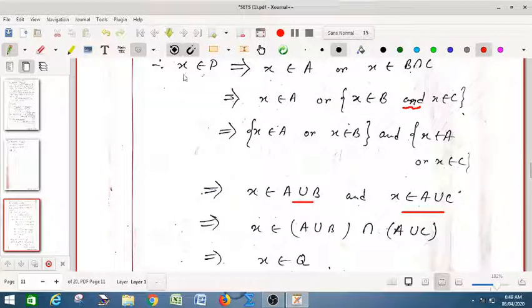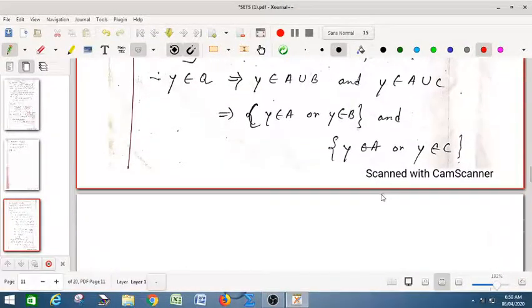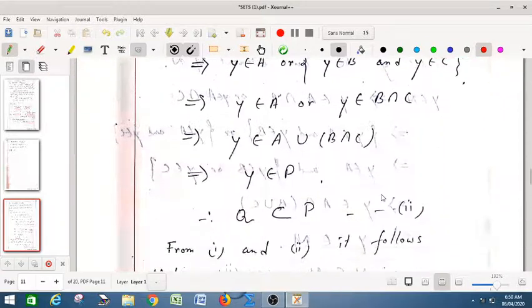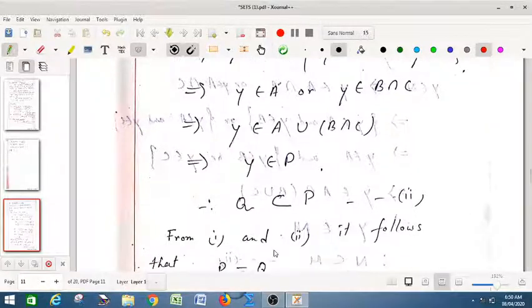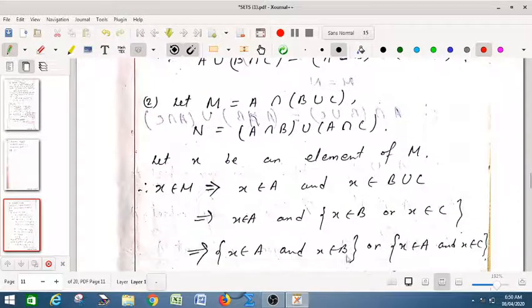So we have the assumption that X belongs to P, and we prove that X belongs to Q. So from the definition of subset, we can say P is a subset of Q. Again similarly we can prove, letting Y be an element of Q, that Y belongs to P. In the same way we can prove Q is a subset of P. So we prove that P is a subset of Q and Q is a subset of P. So from the definition of equality of sets we can say P is equal to Q. In that way we prove the distributive property. Similarly we can prove the second distributive property.